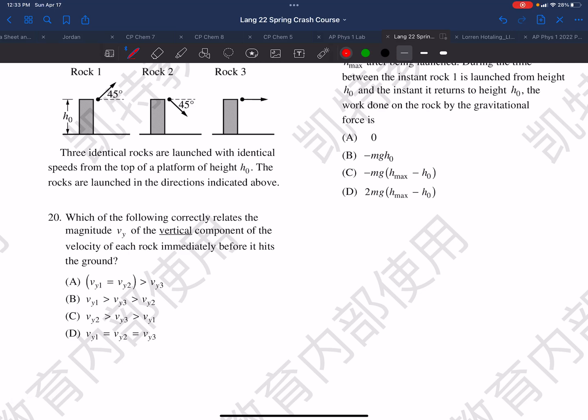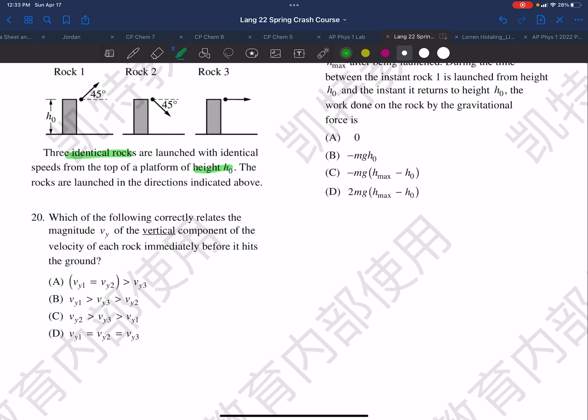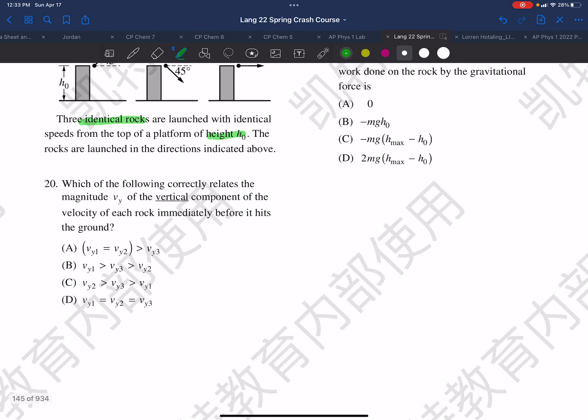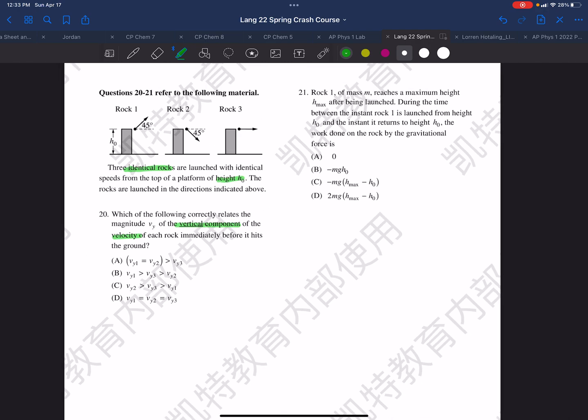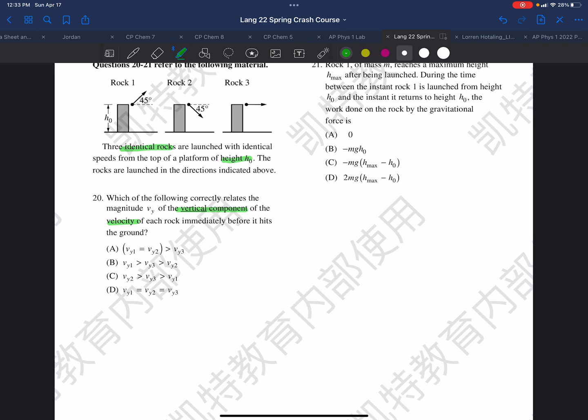In this question, we know that they are three identical rocks, so the masses are the same, but again, that shouldn't matter for a projectile. They're all launched from the same height, H0, in different directions. We want to relate the magnitude of the vertical component of the velocity immediately before it hits the ground. Immediately before it hits the ground.